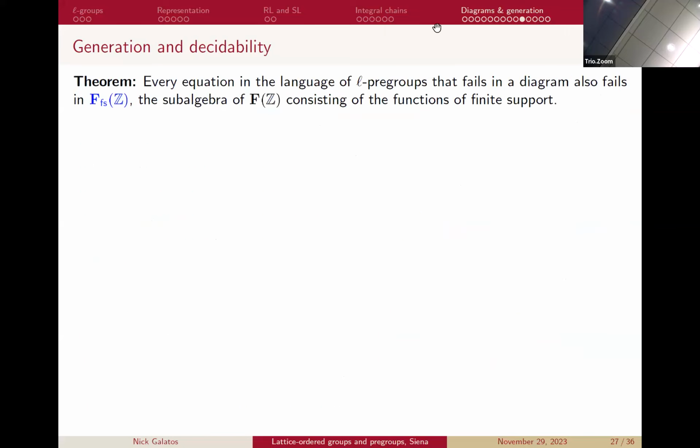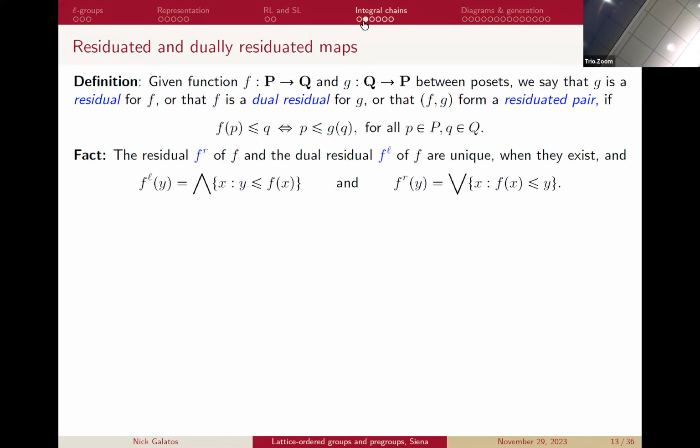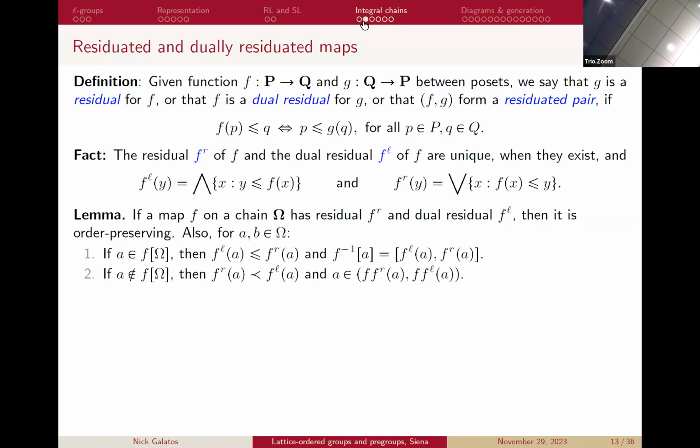So I'll tell you what we do know about the integral chain. In general, if you have a function that has a residual and a dual residual on a chain, where the lattice is a chain, then you can prove that if you have an element in the image, then the L is going to be below the R, and the pre-image is going to be a closed interval. And if you take an element not in the image, then the L and the R are going to be ordered the other way, and they're going to form a covering pair. And this element A is going to sit inside the open interval created by those things. That is just from having a residual and a dual residual.